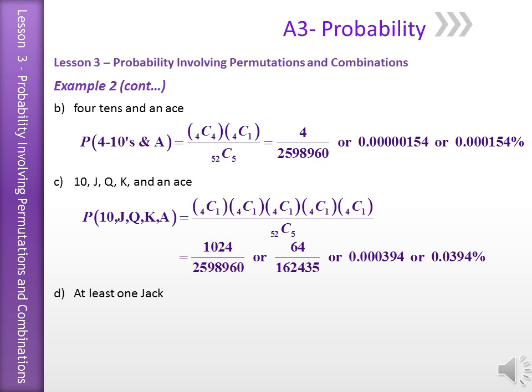For the last part, D, we want at least 1 jack. So we could think of this as being all the possibilities except for no jacks. That would always give us at least 1 jack. So we're looking at the complement here. So it would be 1 minus the probability of no jacks. Now there would be 48 cards in the deck that are not jacks. So we would have 1 minus 48 choose 5, all over 52 choose 5.